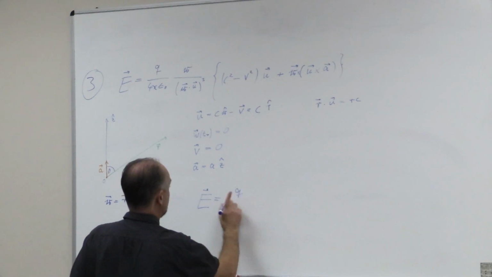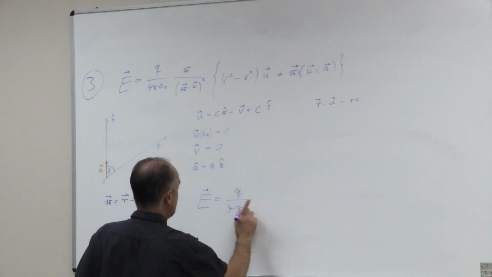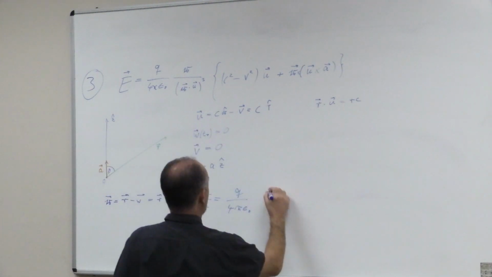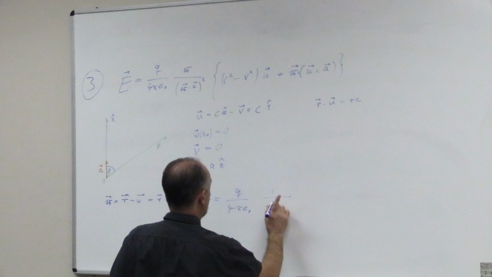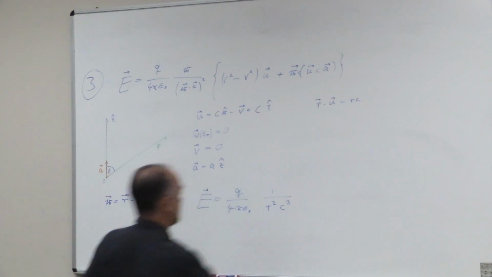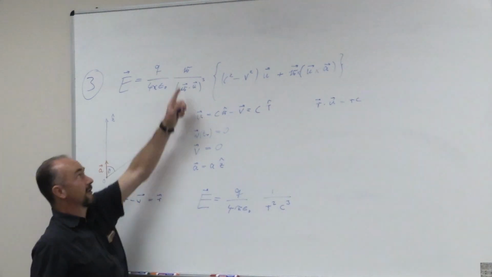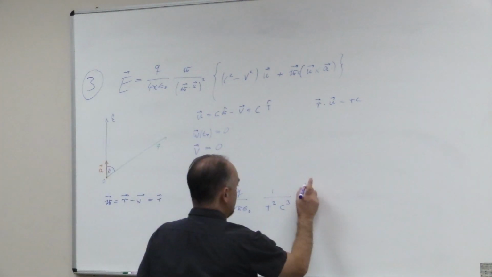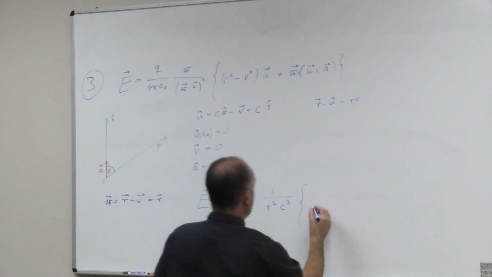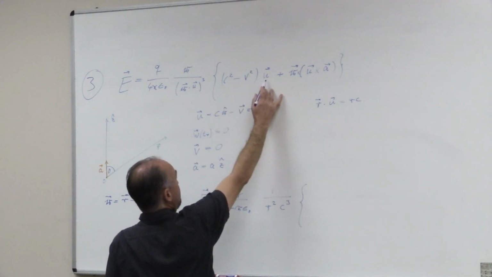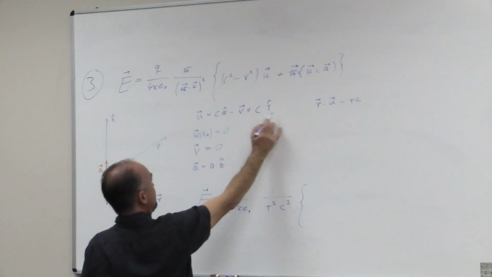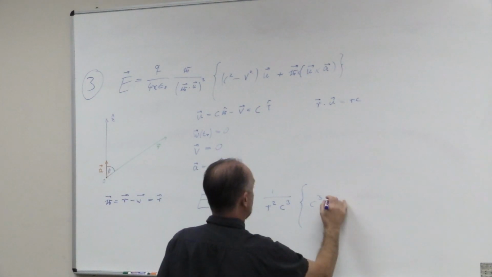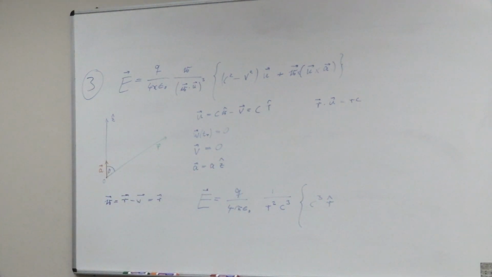So q over 4 pi epsilon naught. So here we have 1 over r squared c cubed, right? This is just r, this is r cubed c cubed. We're left here with c squared times u. U is just c times r, so this is c cubed r unit vector, right?